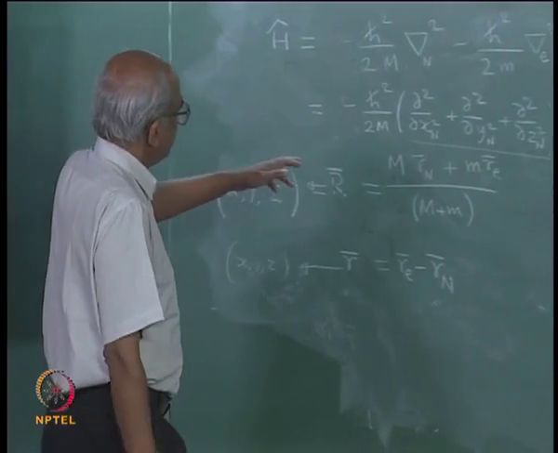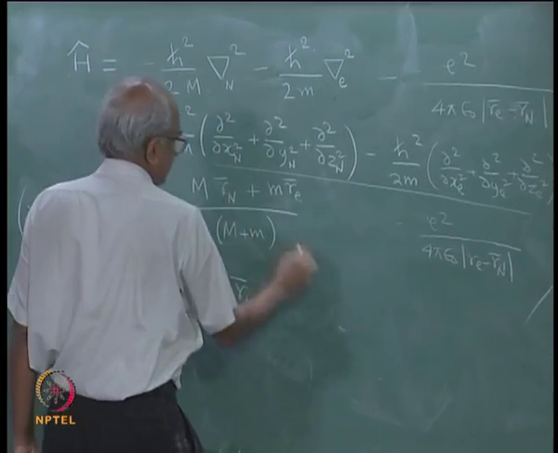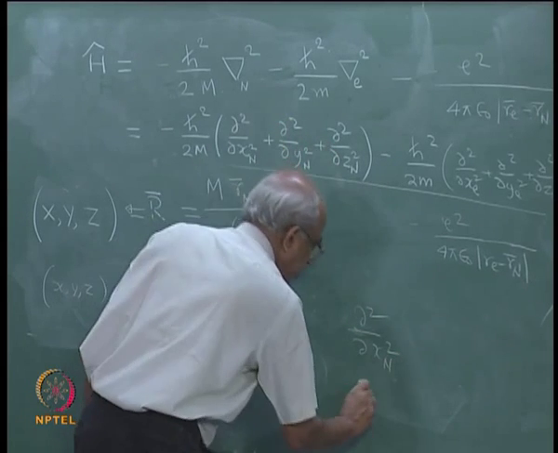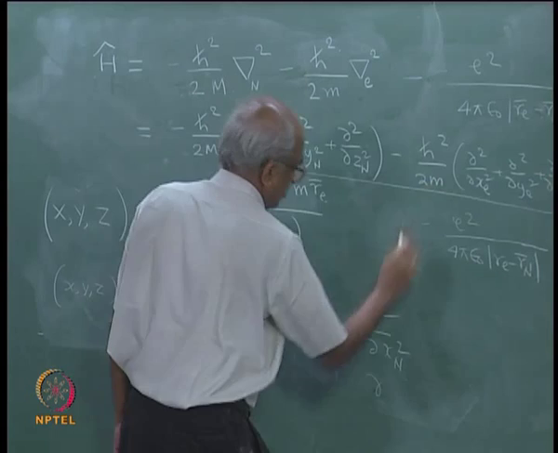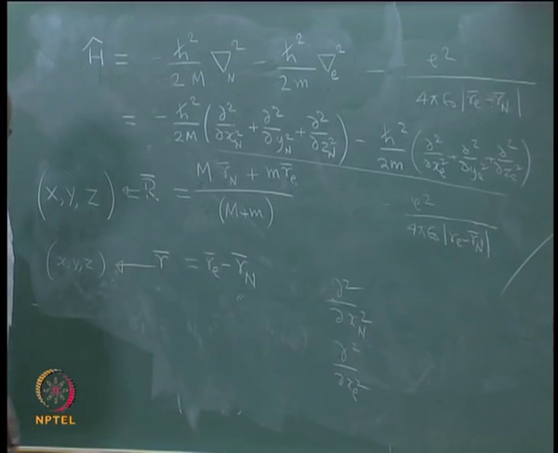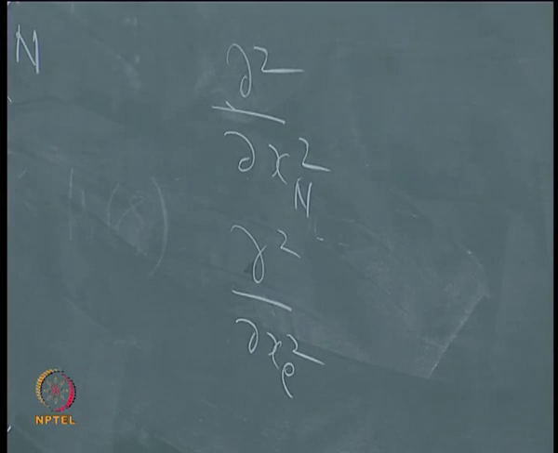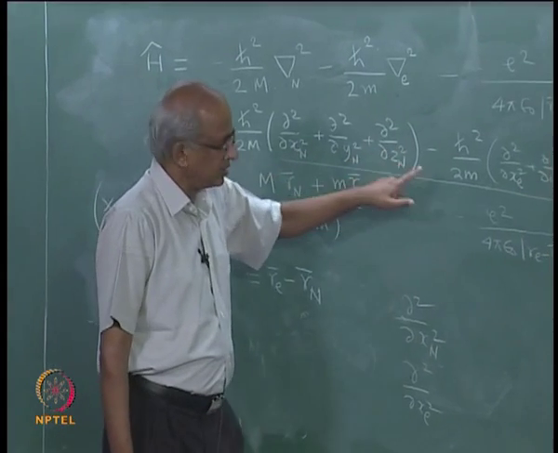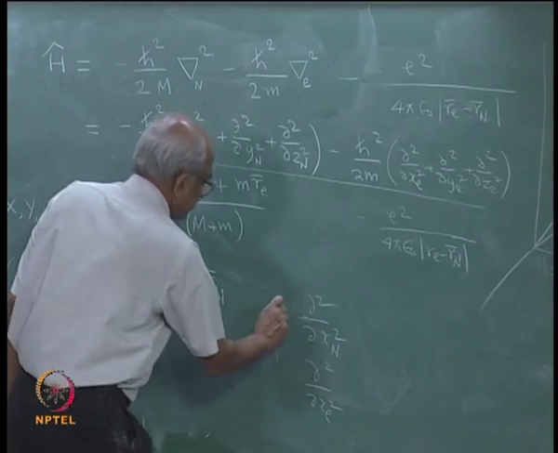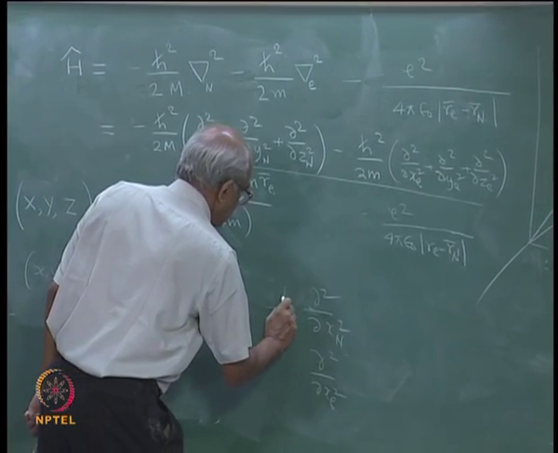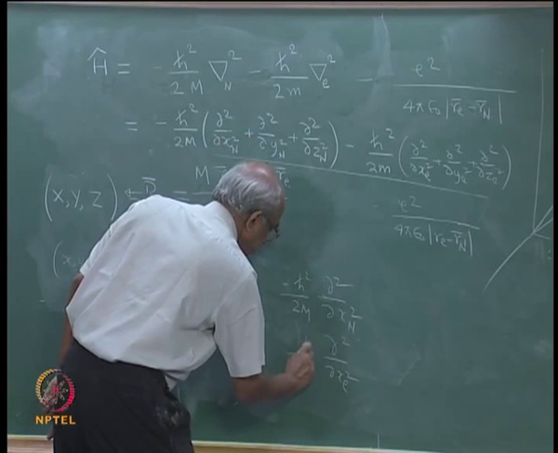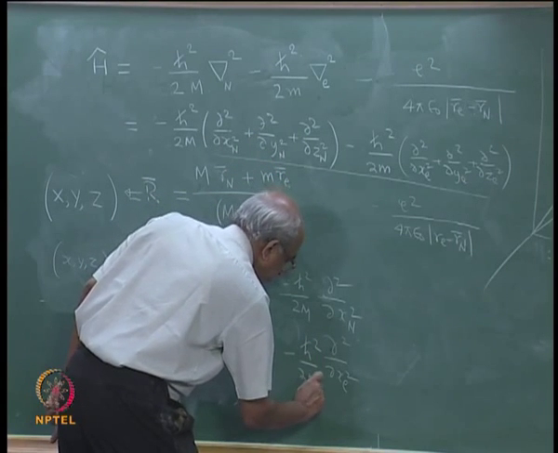Okay. Now, how will I do this? The way I am going to do this is, I have dou square upon dou x n square, and I also have dou square upon dou x c square, correct. And similarly, of course, I have the y term and the z term. I will consider them, but let us just look at these two terms. So, this term is occurring with minus h cross square by 2 M, while this is occurring with minus h cross square by 2 small m.